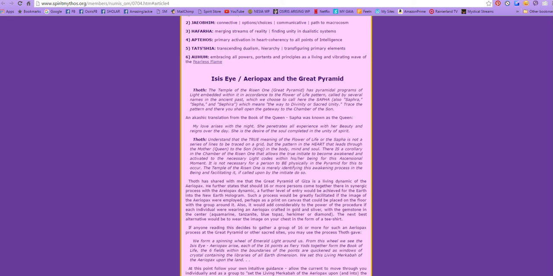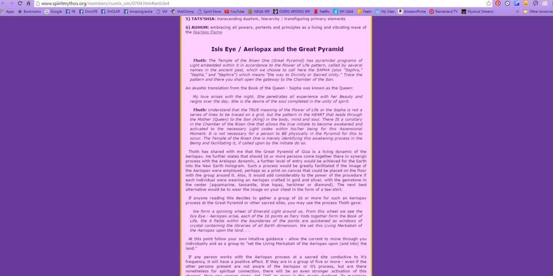Also, it would add considerably to the power of the procedure if each individual were wearing an EYE-AREIOPAX crafted in gold and silver with a gemstone in the center: aquamarine, tanzanite, blue topaz, Herkimer, or diamond. The next best alternative would be to wear the image on your chest in the form of a t-shirt. If anyone reading this decides to gather a group of 16 or more for such an EYE-AREIOPAX process at the Great Pyramid or other sacred sites, you may use the process Thoth gave.